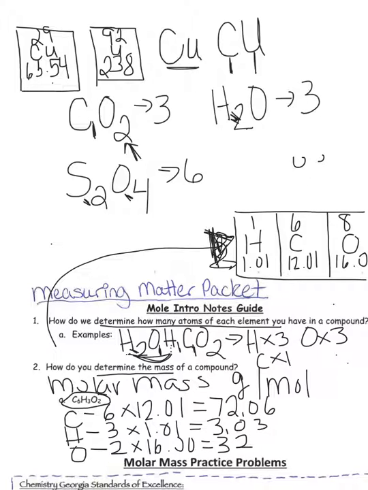Okay, now we want to total all of those up. So 32 plus 3.03 plus 72.06 is 107.09, and that is grams per mole. All right, and this is how we get molar mass. The sum of all the masses creates this unit of grams per mole.